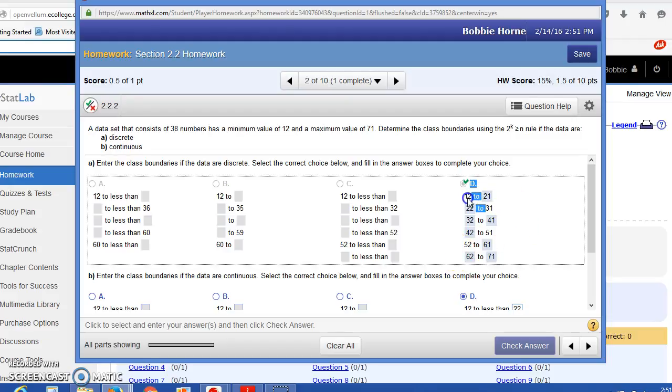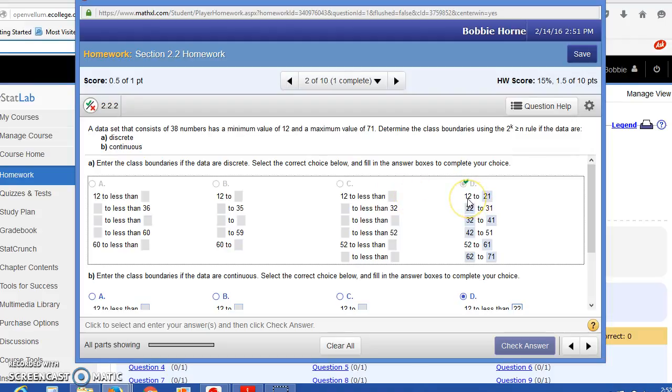Now, how did I calculate how many numbers are in each class? You take the maximum value, subtract the minimum value, and then divide by your number of classes, which by the 2 to the k rule we determined to be 6. So if you do 71 minus 12 divided by 6, you will get a decimal, 9 point something. That's a little bit over 9, but you always round up to the next number no matter what. So the class width is 10.